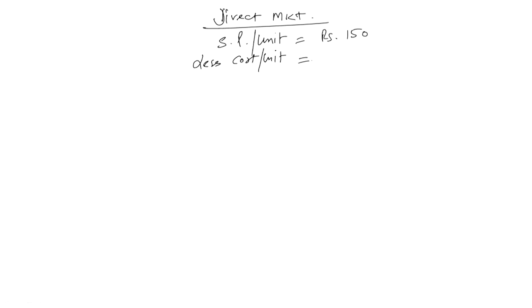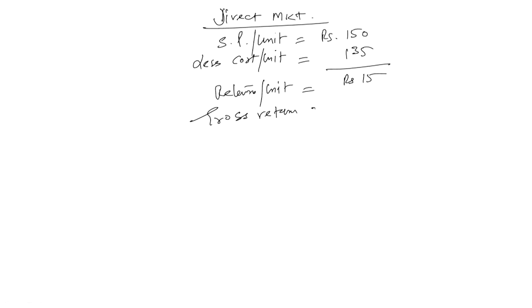So we are assuming that the remaining amount, that 135, is the cost per unit. So the extra return per unit is how much? Return per unit is 15 rupees. And how much is the gross return? Gross return is going to be 360 units into 15. So that is going to be something like 5,400 rupees.